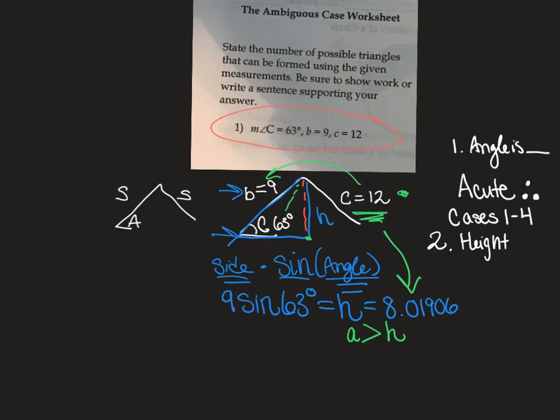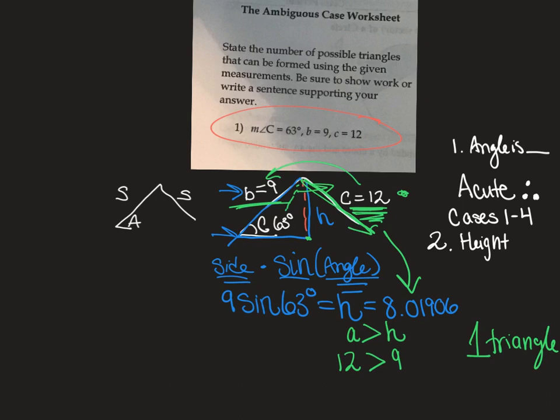A in this case, again, which we're calling C, is bigger than my B, which means I could have stopped at case 3, because since 12 is bigger than my 9, my only option is to swing this out, not in, just out like this. So that means I only can make one triangle, which is case 3 in your notes.